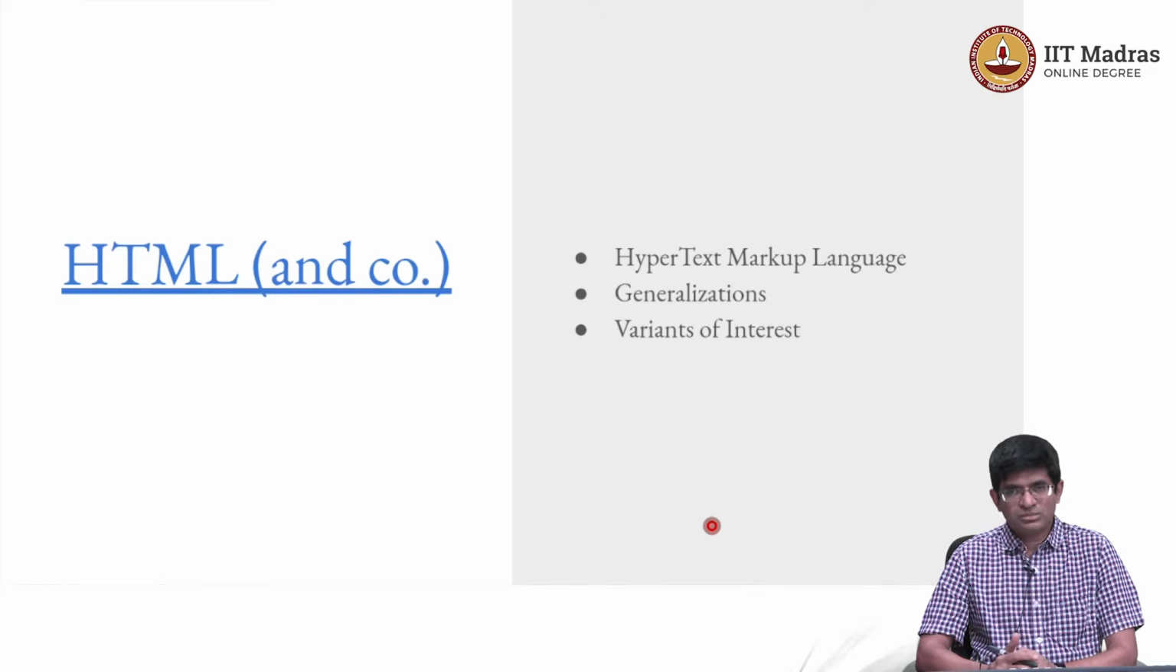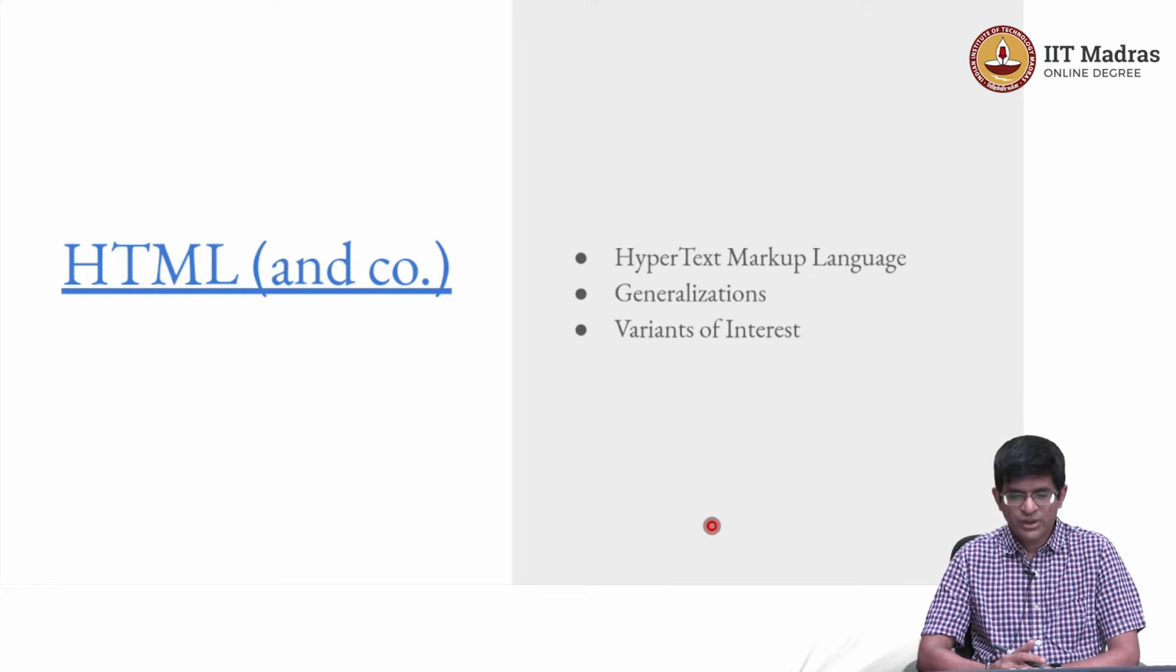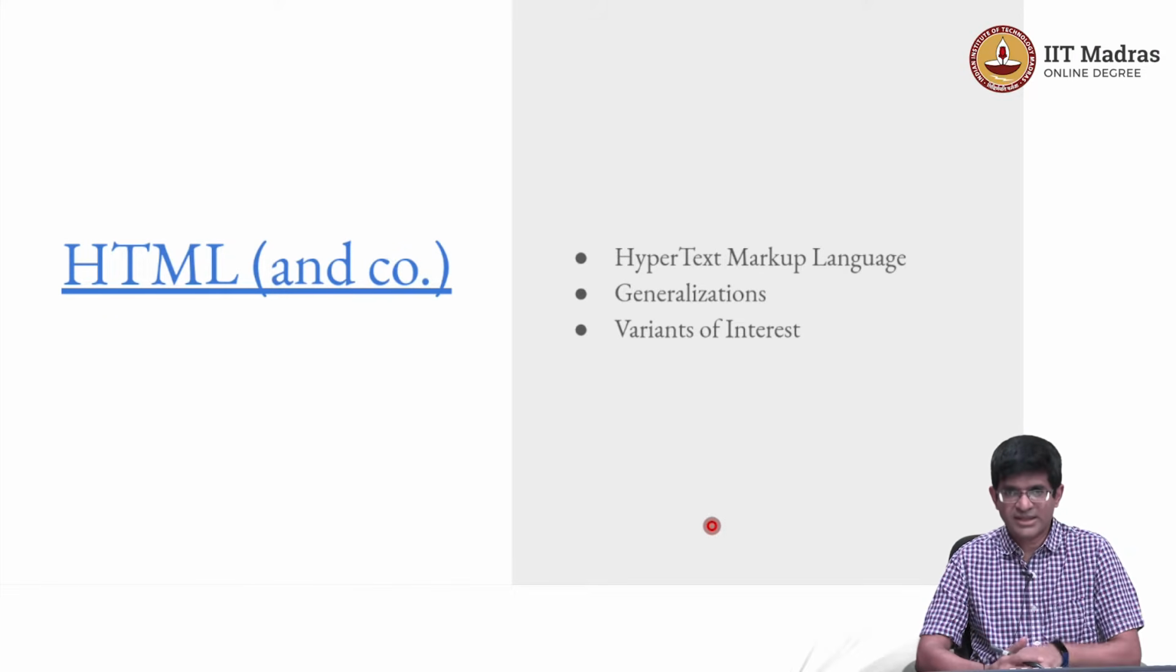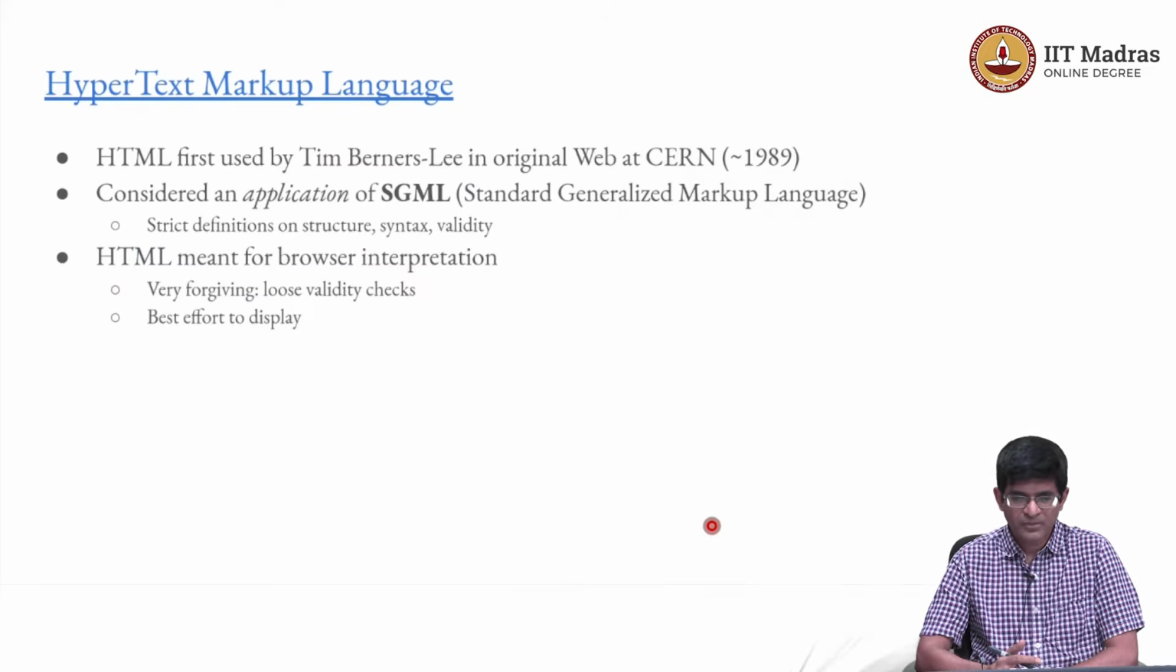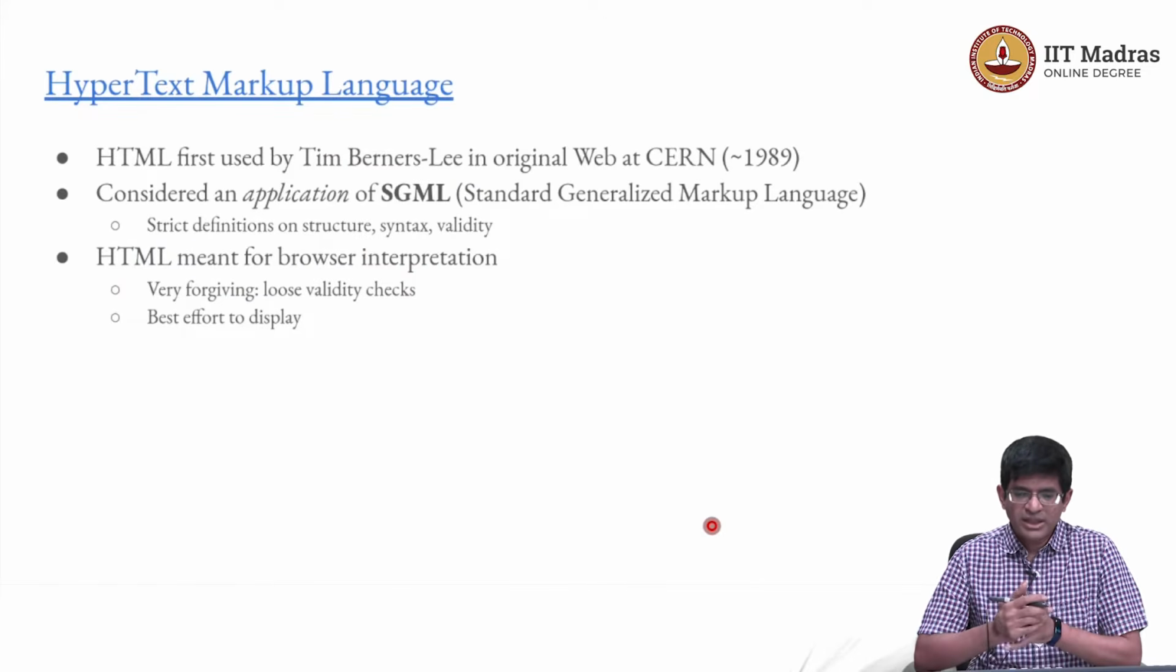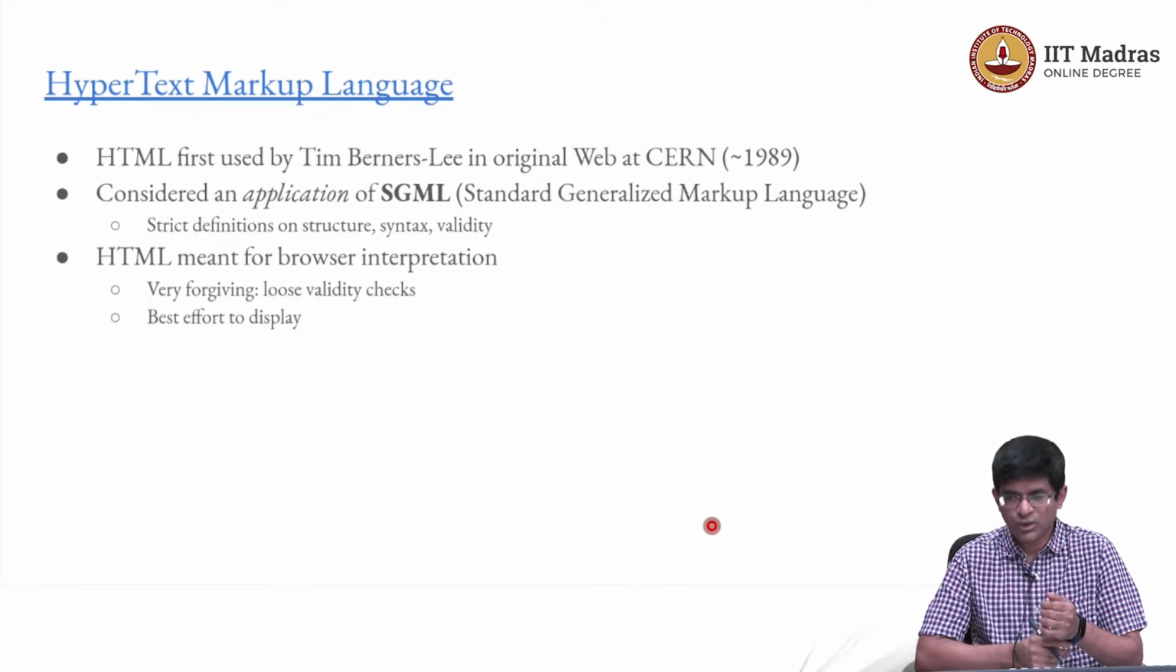Okay, so now with all of that behind us, we are going to look a little bit more in detail at HTML and its variants. What is HTML? Hypertext Markup Language. HTML, in some form, not quite the form that we know now, was first used by Tim Berners-Lee in the original web at CERN, the European Center for Nuclear Research, roughly in 1989. I believe that HTML was in development by him even before that.